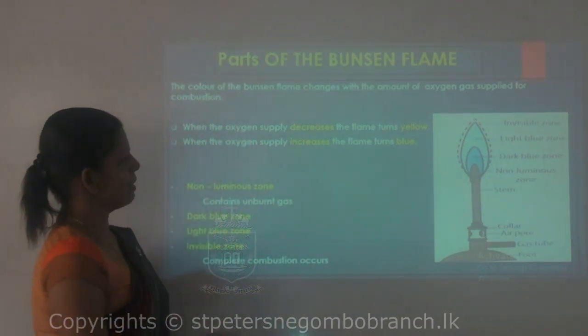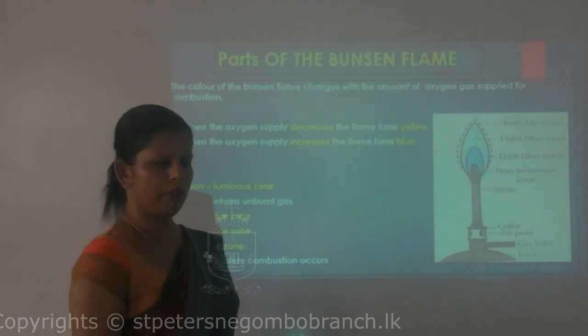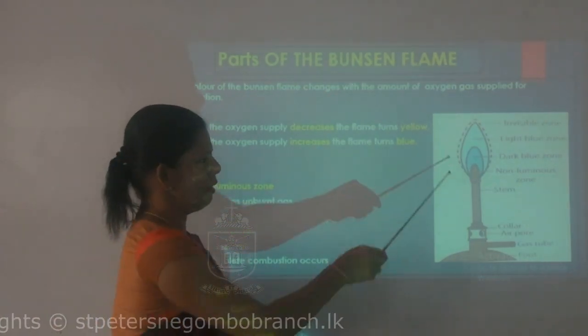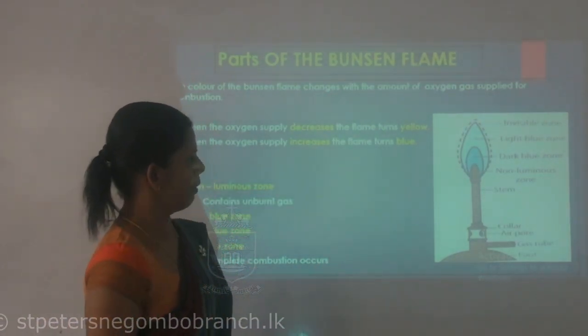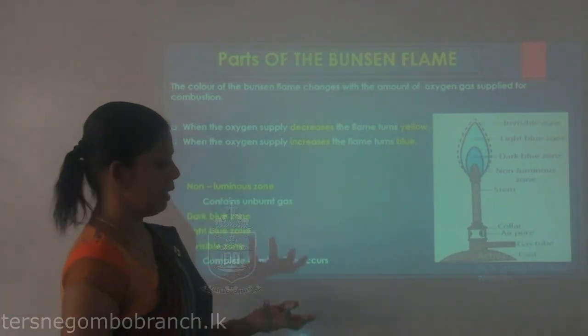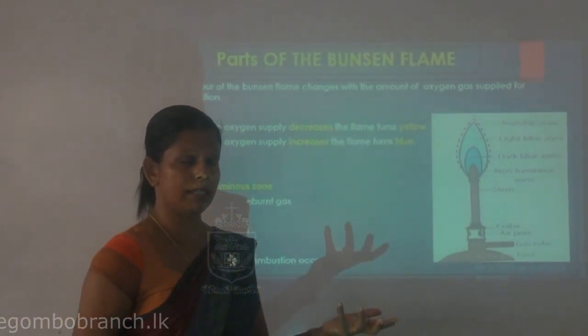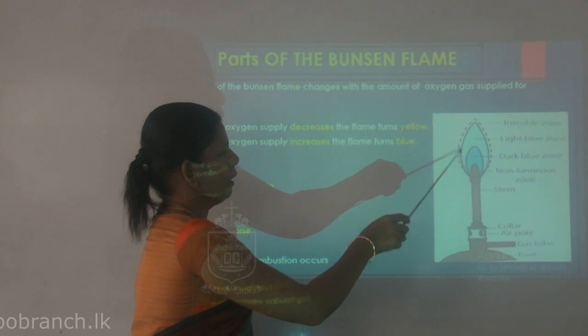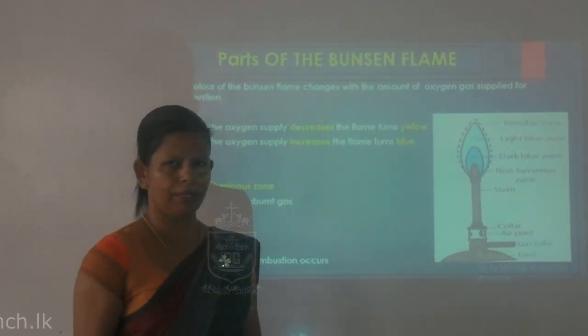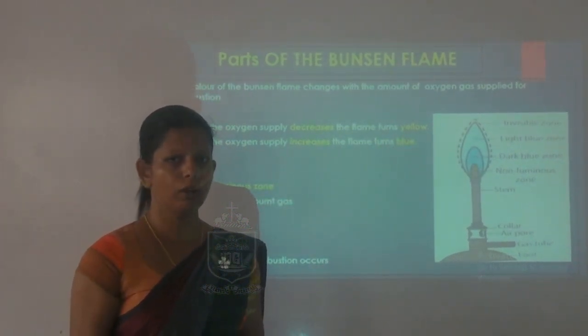So when the oxygen supply decreases, what will happen? We can see the yellow color flame. If the oxygen supply is increased, we can see the blue color flame. That means complete combustion occurs.